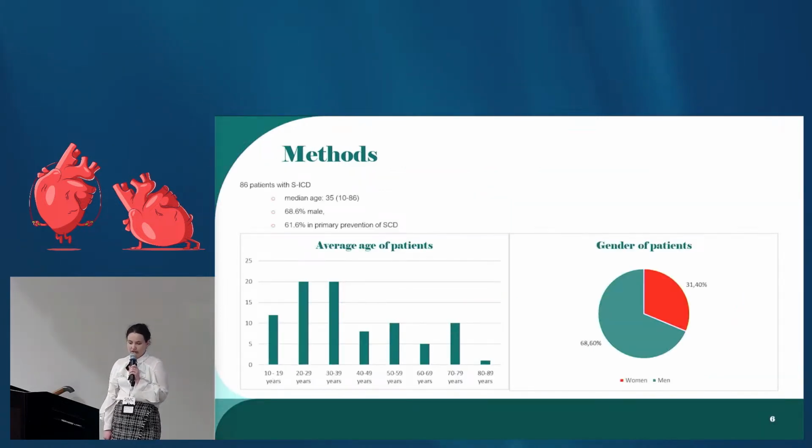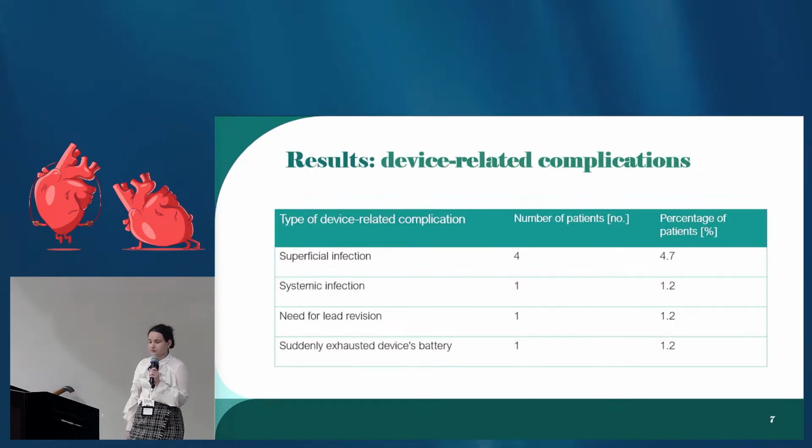The study population consists of 86 patients with SICD. Median age of our patients was 35. The youngest patient was 10 years old and the oldest 86. 68.6% of patients were male and 61.6% had SICD implanted for primary prevention of sudden cardiac death.